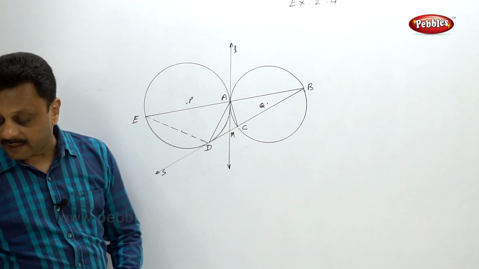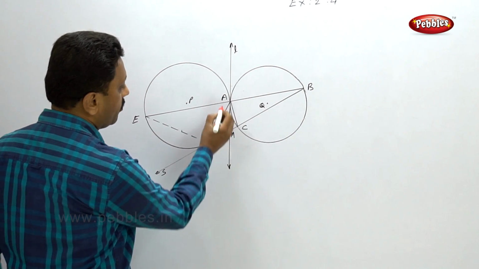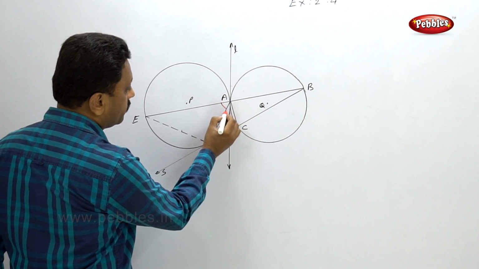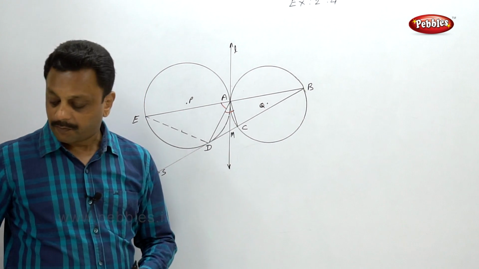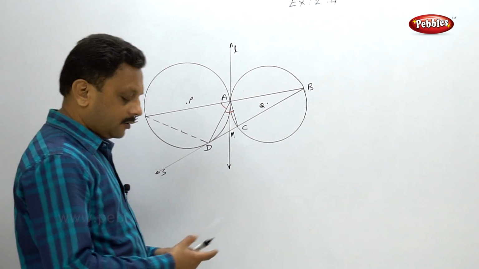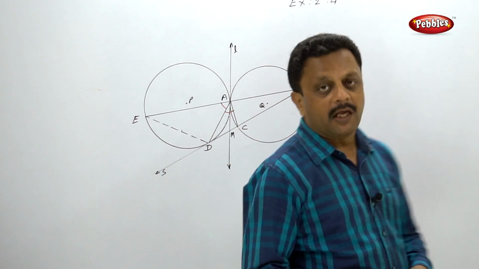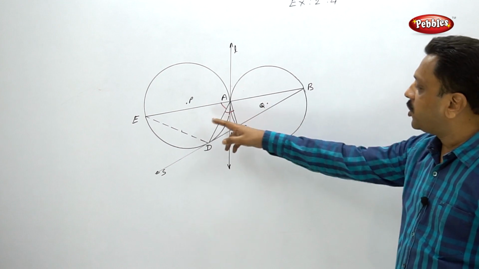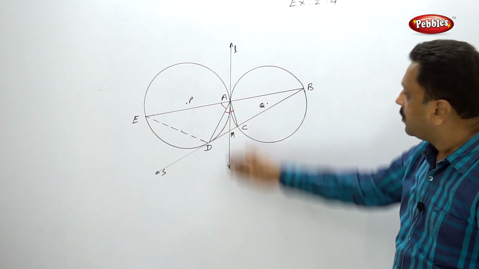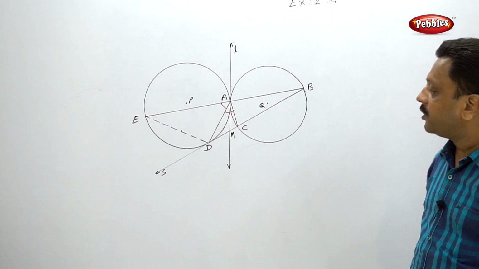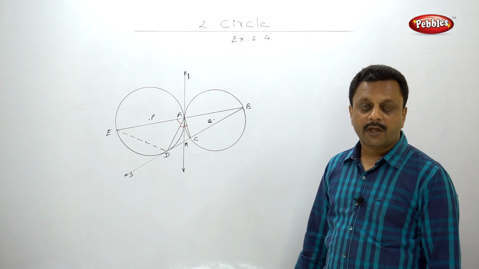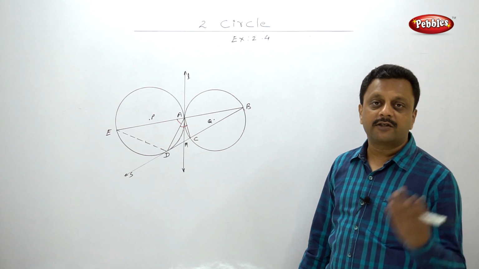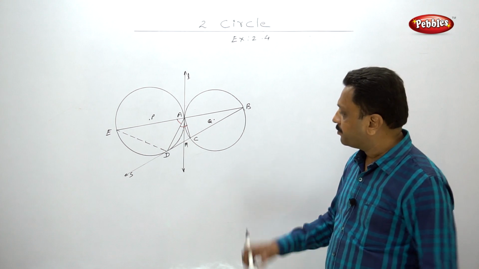CAE, this angle is equal to this angle. That we have to prove. Okay. Not a very difficult example. What I have done, since both are touching circles, I have drawn one common tangent to this, and I have joined ED because I want to use the angles in alternate segment theorem.